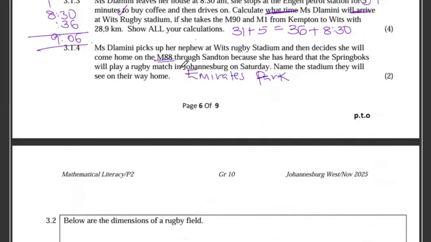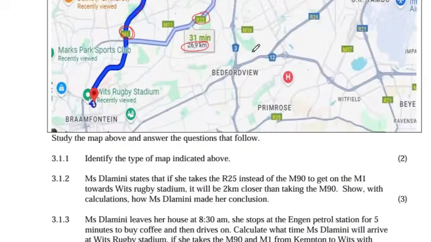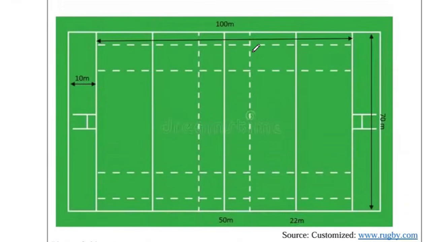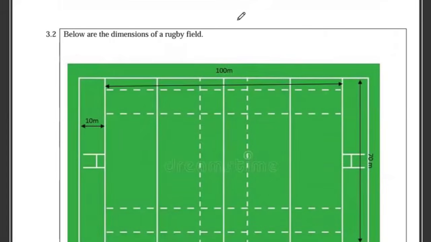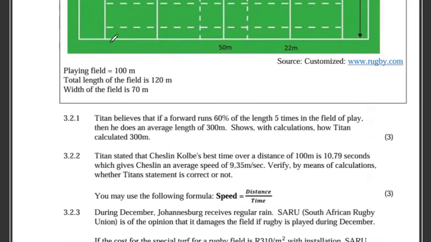We continue to question number 3.2. Below are the dimensions of a rugby field. Take note of that. This is 100 meters by 70 meters. Then they specify the playing field is 100 meters. The total length of the field is 120 meters. Then the width of the field is 70 meters.